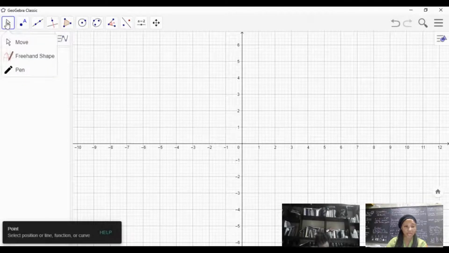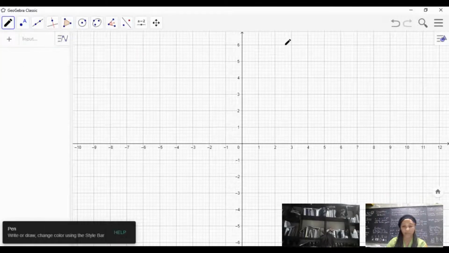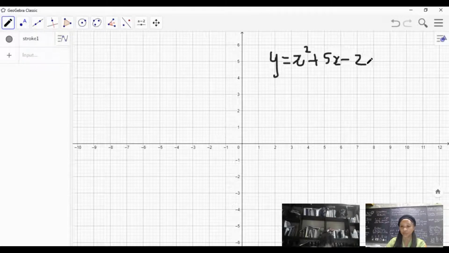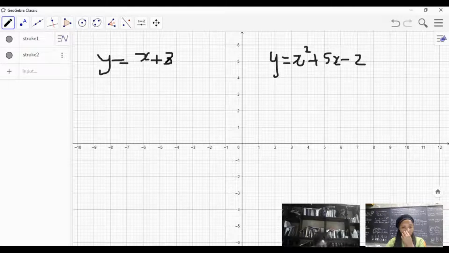So just to give you an idea, for example, let's say we had y equals x squared plus 5x minus 2. That's the quadratic function, we see our x squared. And if we had the linear function y equals x plus 3, I'm just going to give you an idea of how we would get our table to plot our graph. But we're not going to dwell on that.